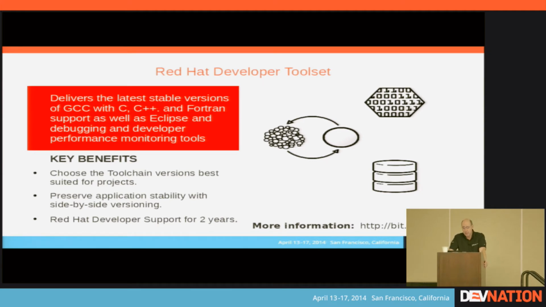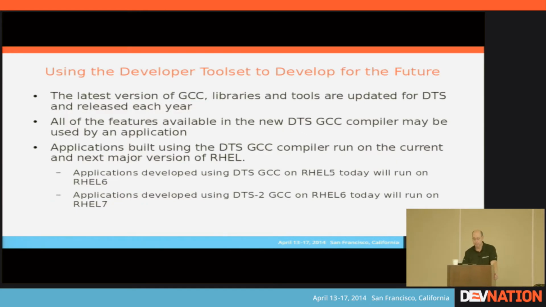You preserve application stability with side-by-side versioning. So on the same system, you can run an application that uses the libraries from base RHEL, as well as an application developed using the developer toolset, all in the same system, and I'll show you how that works in a minute. And we support the components in the Red Hat Developer Toolset for 2 years, and I'll talk more about the life cycle as well.